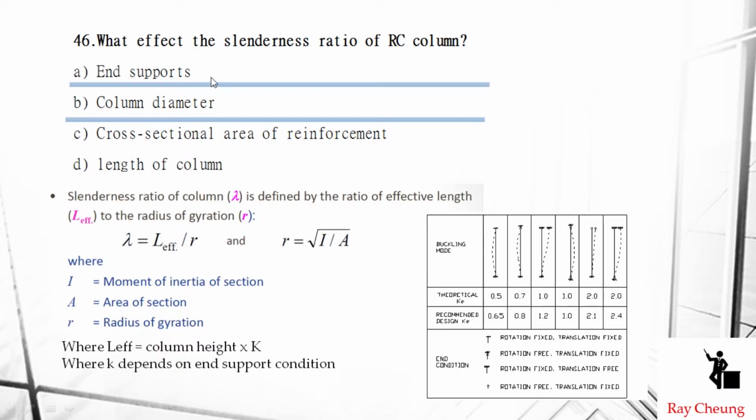That means the first one is the end support, and this one is due to the area in this formula. Just remember this formula and you can know how to do it. And also remember, this depends on the length of the column. This is a very important formula for columns. The slenderness ratio depends on the length, the support condition, the stiffness and the area. This is a so-called important element for columns you need to remember.